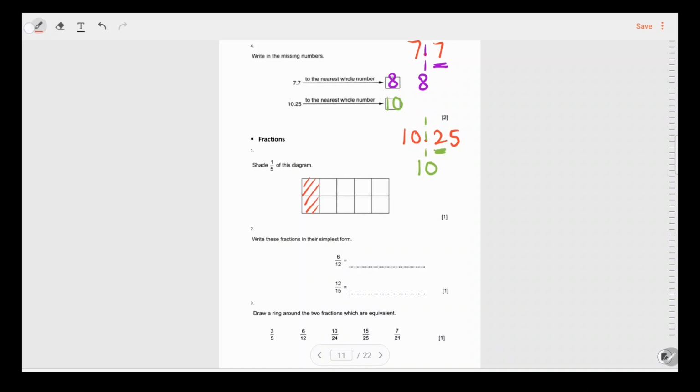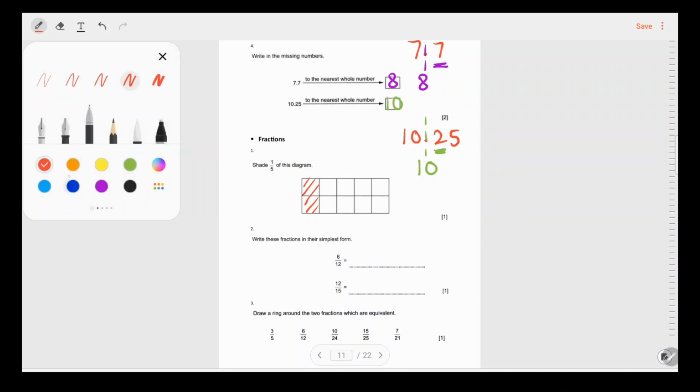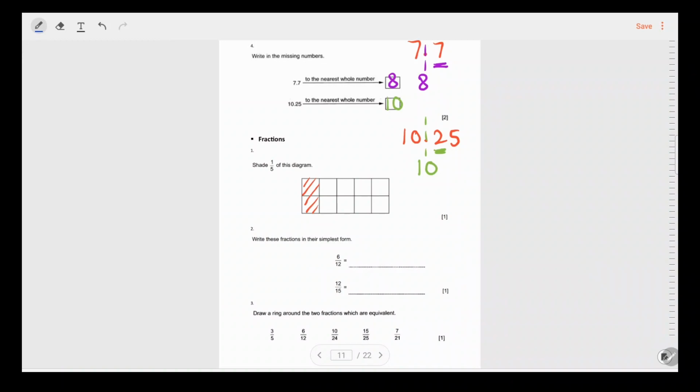Next, we are asked to simplify. For this, once again, it's very helpful if you know the times table, the multiplication table. 6 over 12, both of these are in the 6 times table. 6 is 6 times 1 and 12 is 6 times 2. So our answer is 1 over 2, or half.